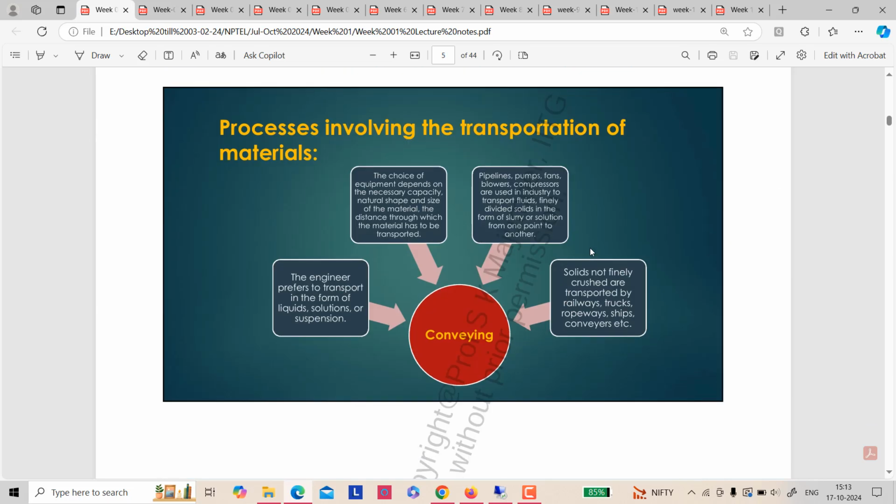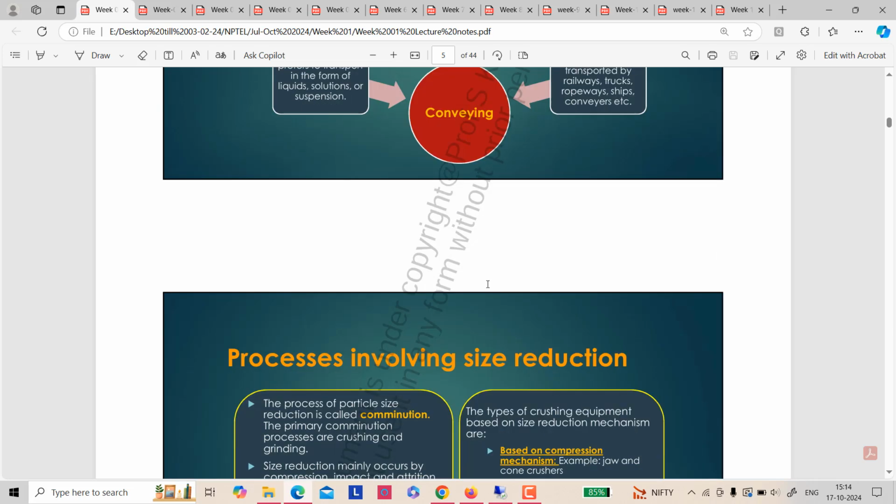Next, Sarah taught the transportation of materials, how the materials are transported from one place to another place. First one is the conveying. So solids not finely crushed are transported by railways, trucks, ropeways, ships, conveyors, etc. Pipelines, conveyor belts and pumps are also used for the conveying and transportation of the materials.